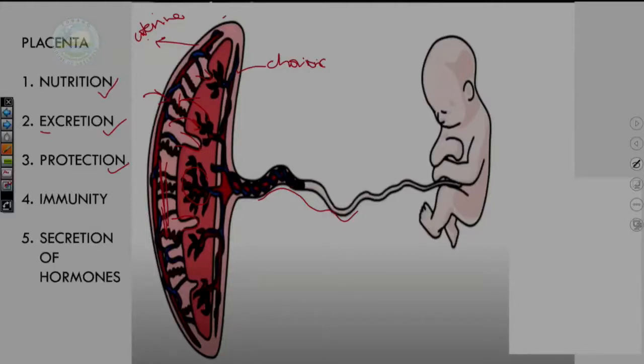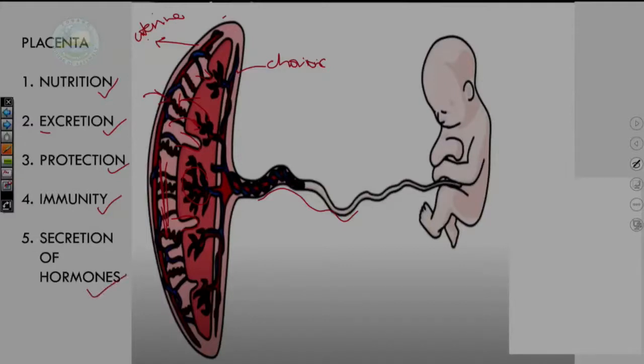So we know that small things like the HIV virus can pass through the placenta. Alcohol and other small substances can pass through and go across to the baby, but other larger substances cannot pass the placenta. So it has a protective function. Immunity. Any antibodies that the mother has built up throughout her lifetime are going to temporarily provide immunity to the baby until it is born. So it has an immunity function.